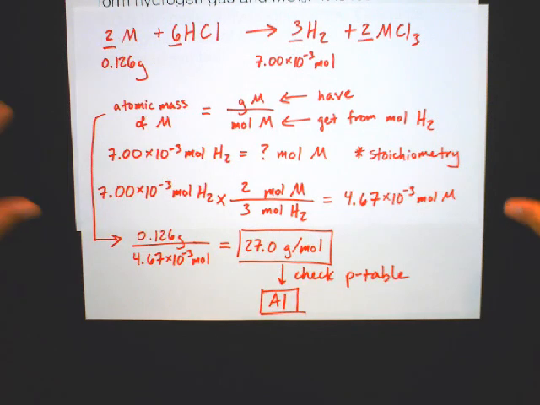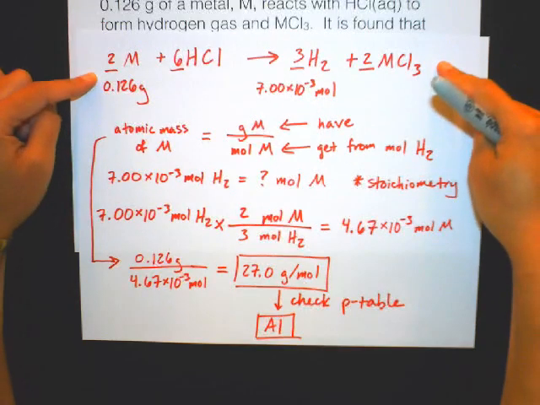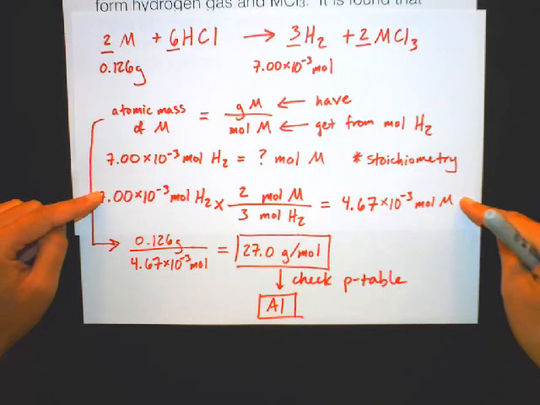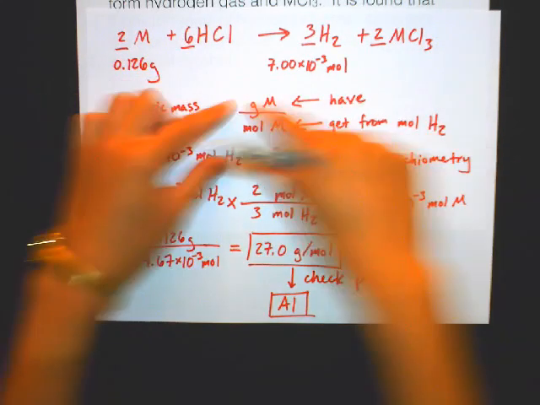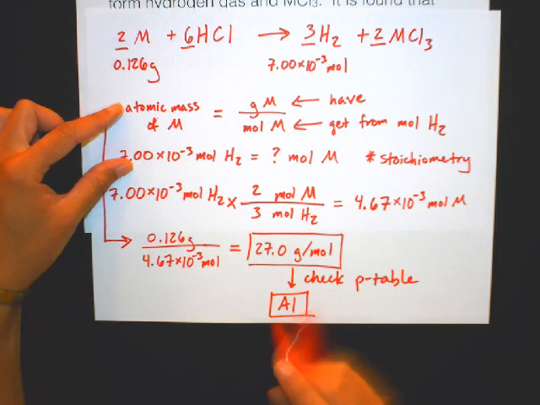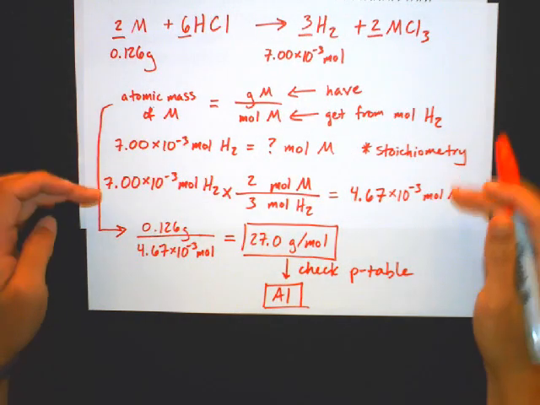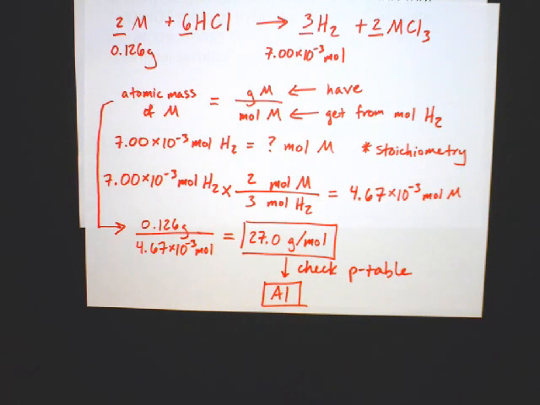Okay. So that is the first problem. So on a test, it looks like a lot of work, but really all you would need is the balanced chemical equation, the stoichiometry, and then this work here. These steps here in the middle were just me showing you how to set the problem up. Okay. So now that you know how to do it, you can jump from here to stoichiometry to the atomic mass. Okay. So any questions on that one?